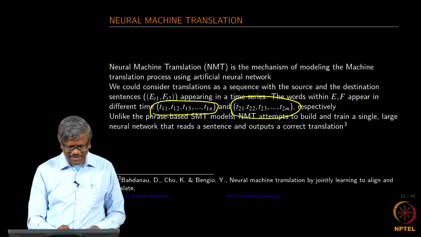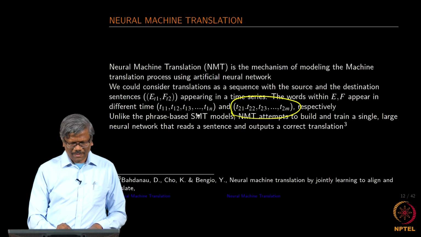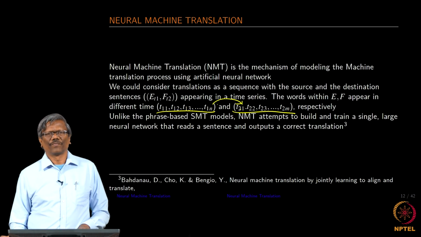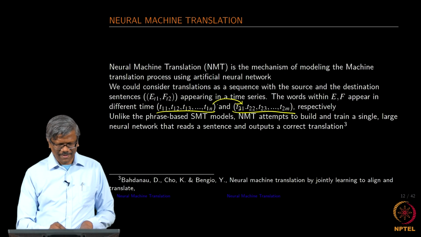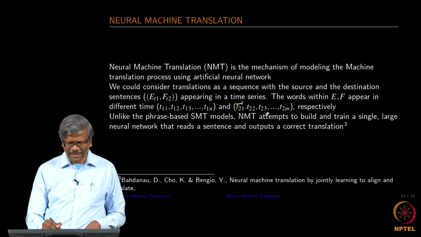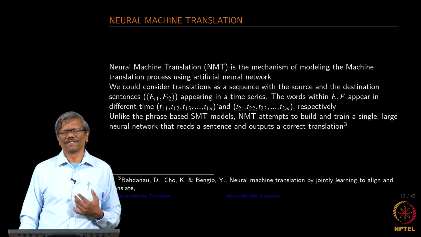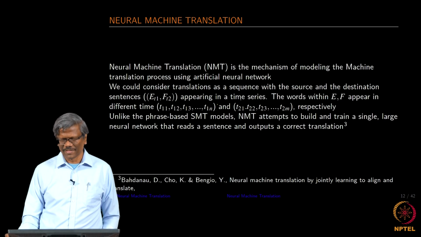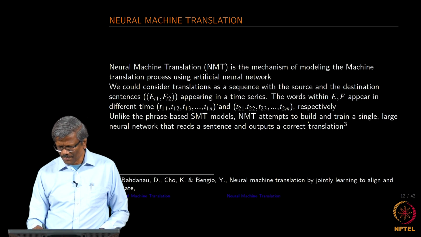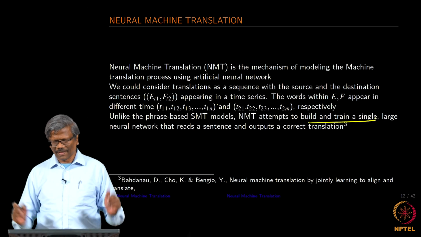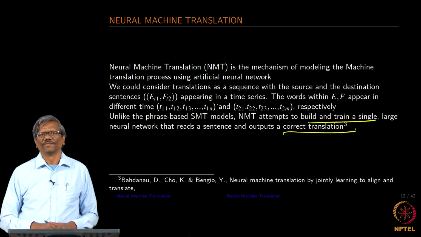And then when this is fed, we expect in the different time slice an output of a different language. So, in this case we are not going to be doing any complex mechanism that we had done in the phrase based model or in the standard statistical machine translation models. We are going to build a very simple single large neural network that reads one sentence and outputs the correct translation. Okay. So, this is the idea.